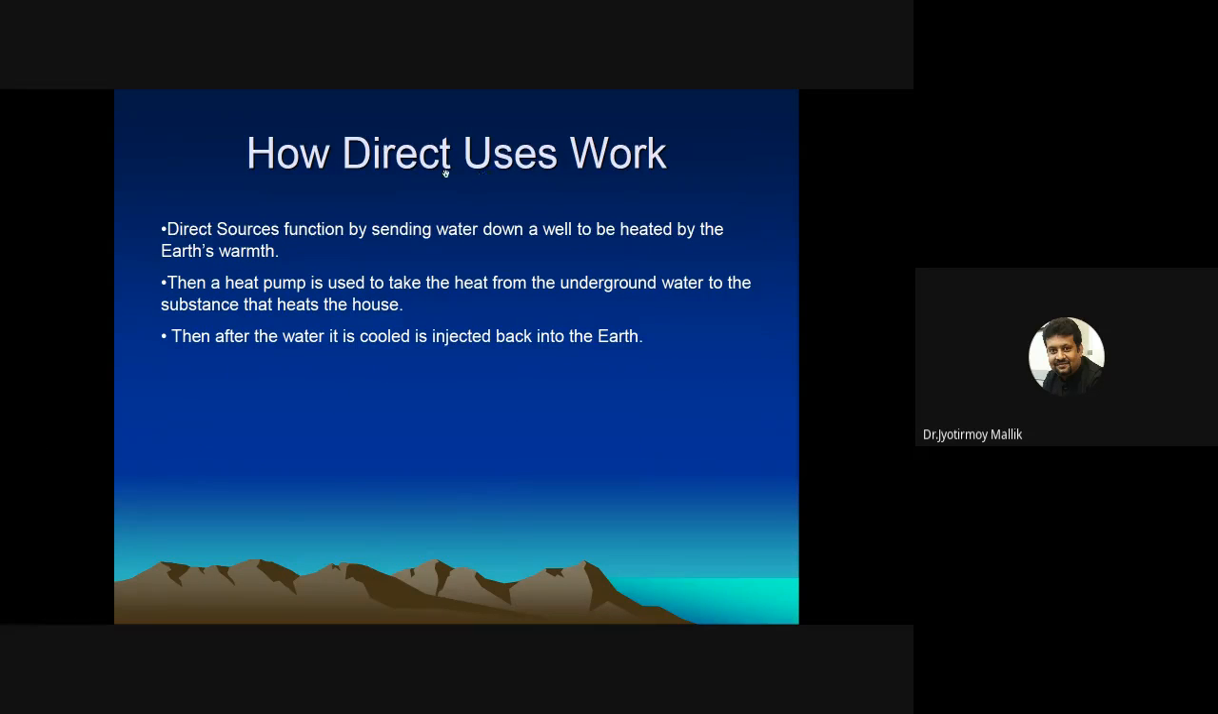So, how do direct uses work? Direct sources function by sending water down a well to be heated by the earth's warmth. This is very simple: you drill a shallow well and pump some water through it. When that water goes down, it gets heated up by the internal energy of the earth, because the earth inside is hotter. And then with another well, you take the water out.